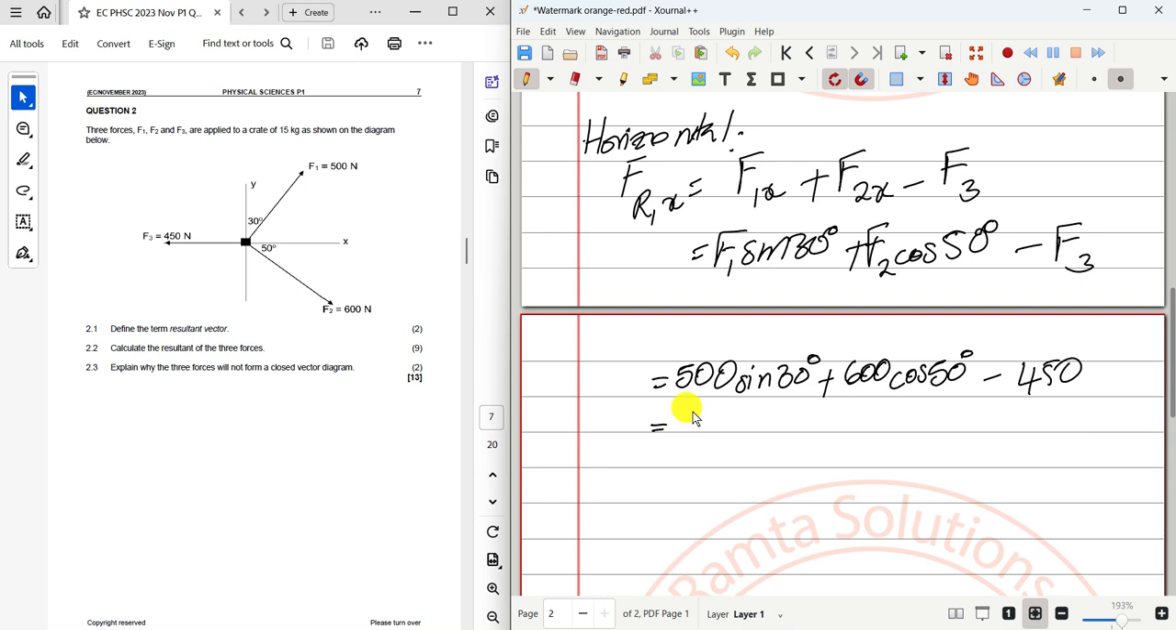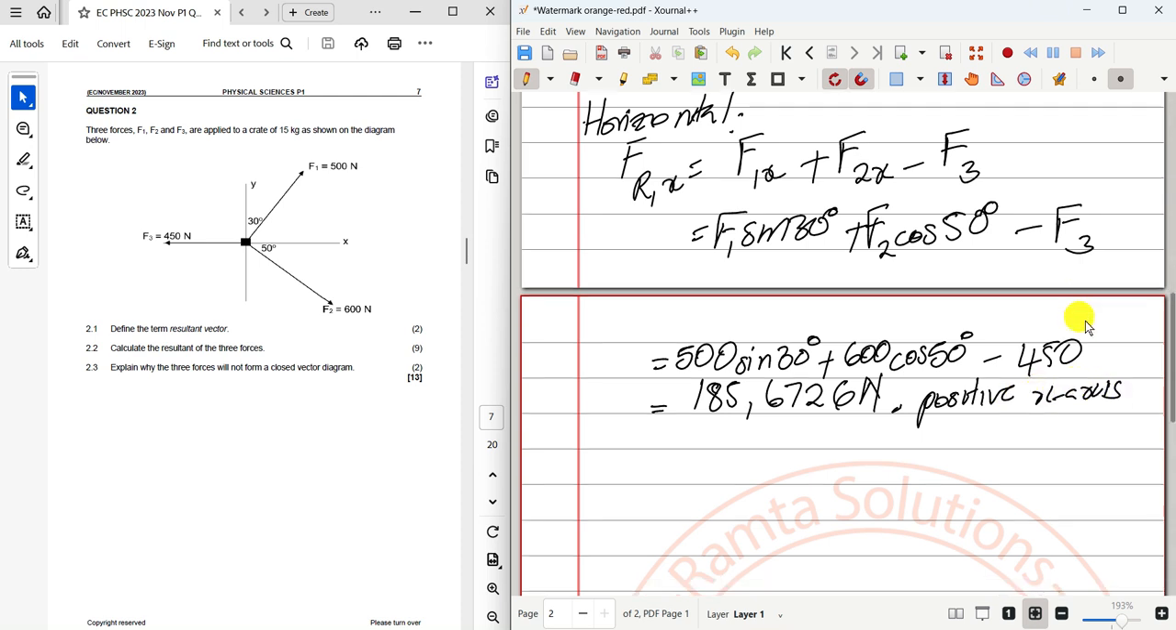I know it's tempting, guys, to say this is 185.67, but this is not the final answer. So I'm going to say 185.6725, or maybe 26 newtons. Okay, where it is positive on the positive x-axis, isn't it? Positive x-axis or to the right.